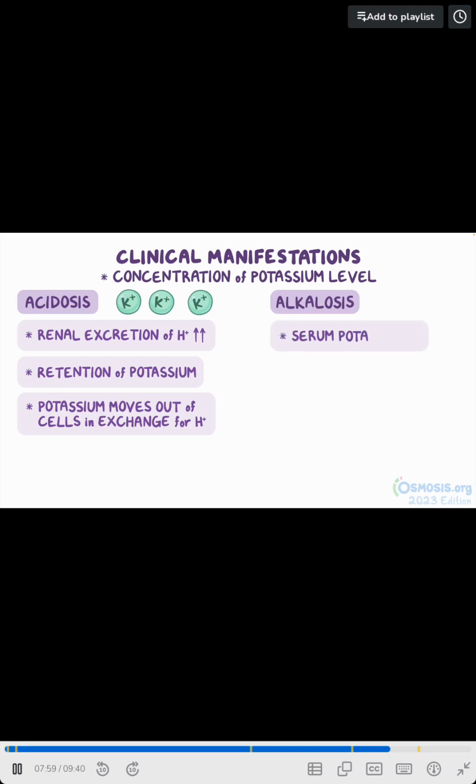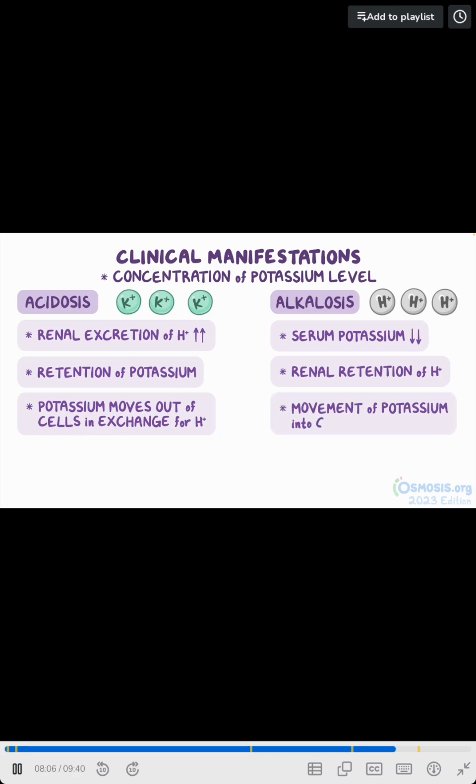The serum potassium decreases due to renal retention of hydrogen and excretion of potassium, as well as movement of potassium into cells in exchange for hydrogen. Both acidosis and alkalosis increase the risk of cardiac arrhythmias due to altered serum potassium.